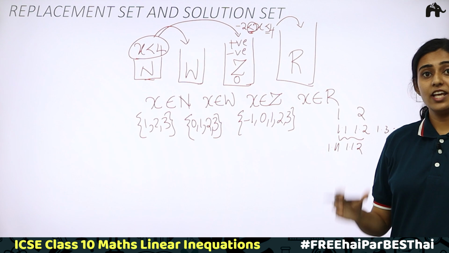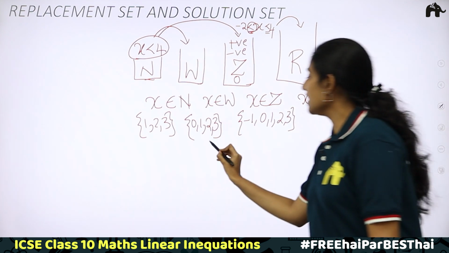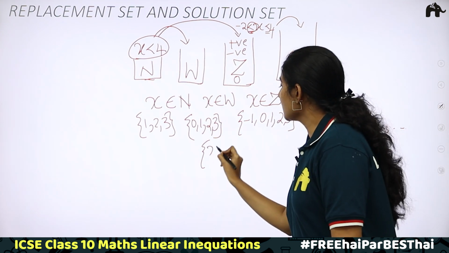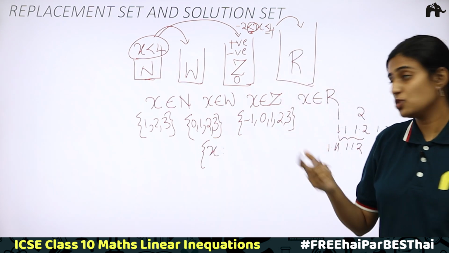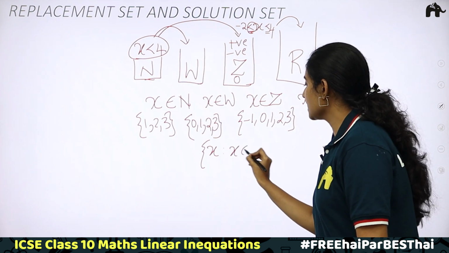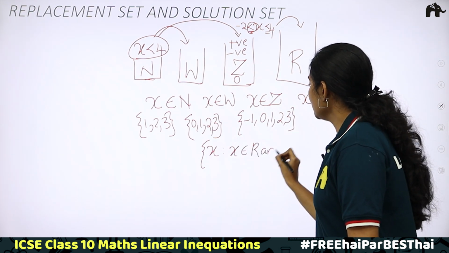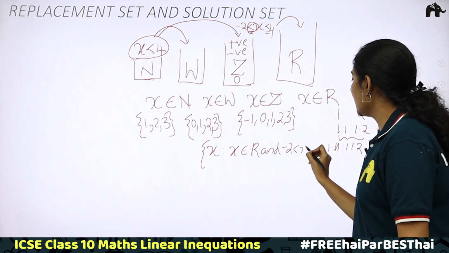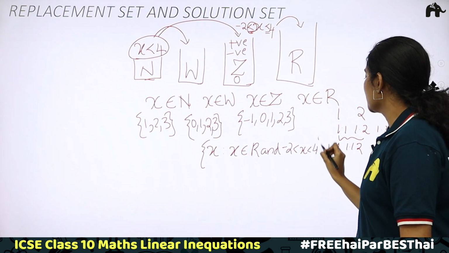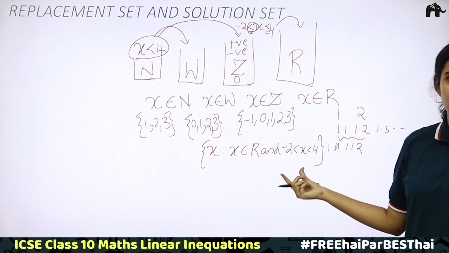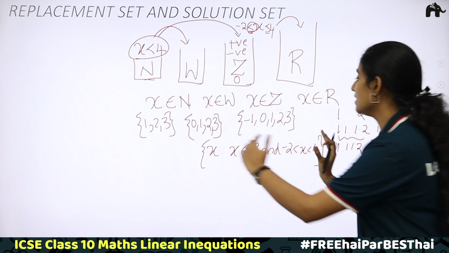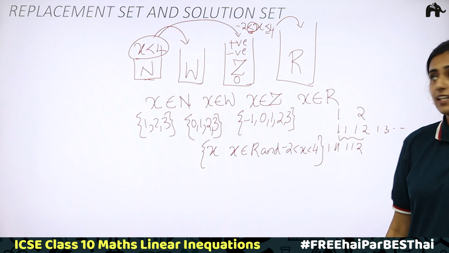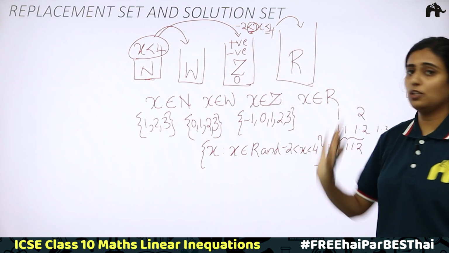In that condition, you represent it in another way. You can just put the two conditions that they are following. That is, X such that X belongs to real numbers, and the second condition that we have implemented, minus 2 less than X less than 4. This is how you represent real numbers, because including every real number within a flower bracket is very difficult. So we will just write the two conditions there. Clear? This is the idea of replacement set and solution set.